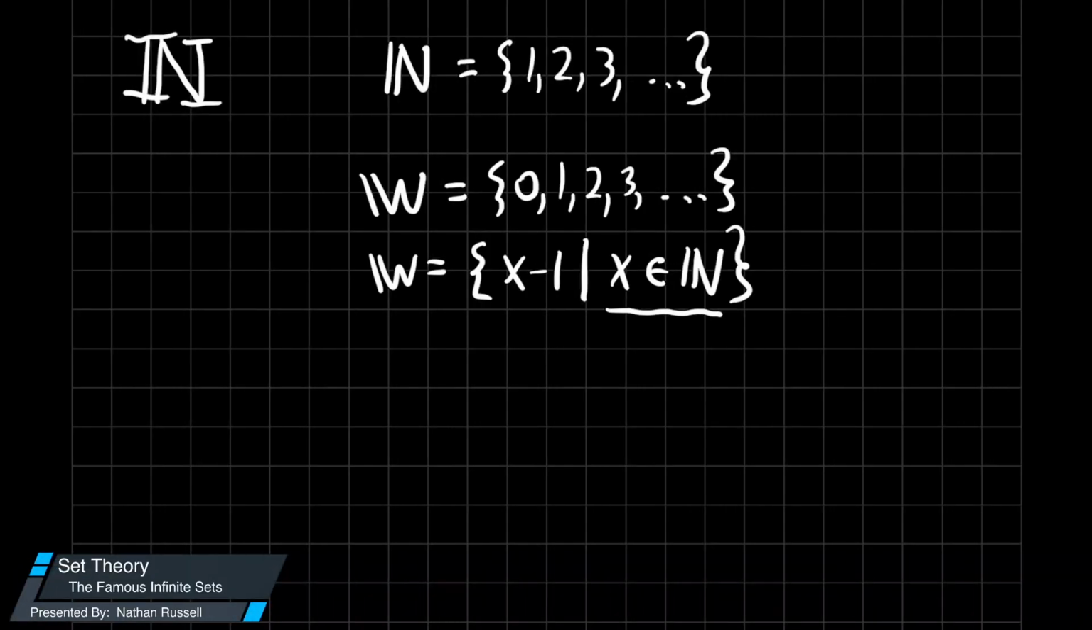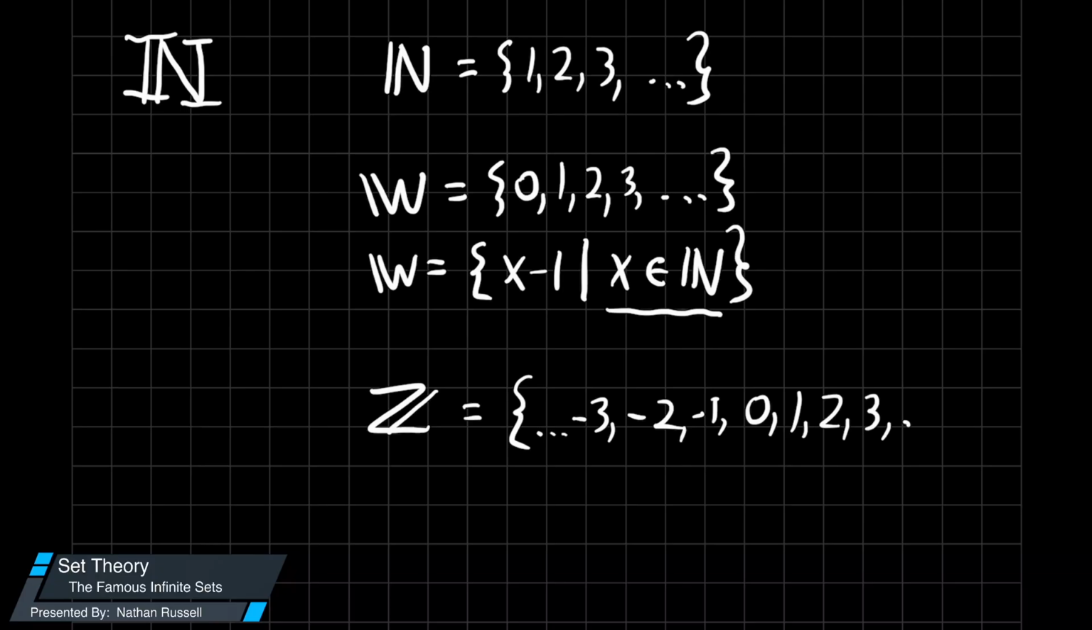Our next set is the set of integers. The set of integers is effectively the whole numbers with their negatives. So in roster form, we could write ..., -3, -2, -1, 0, 1, 2, 3, ... And notice that the ellipsis goes to infinity in both directions, the negative and the positive.